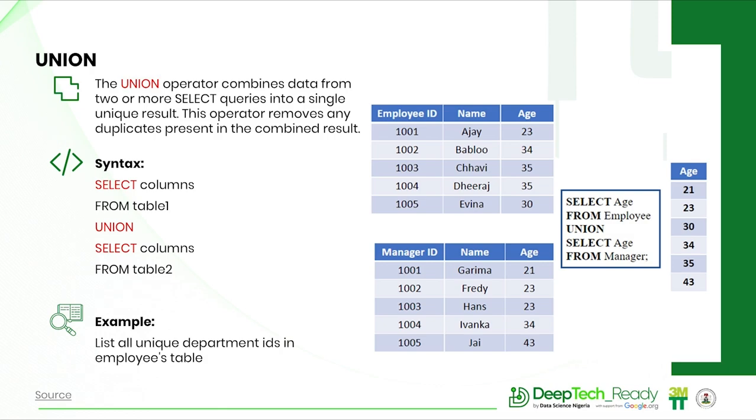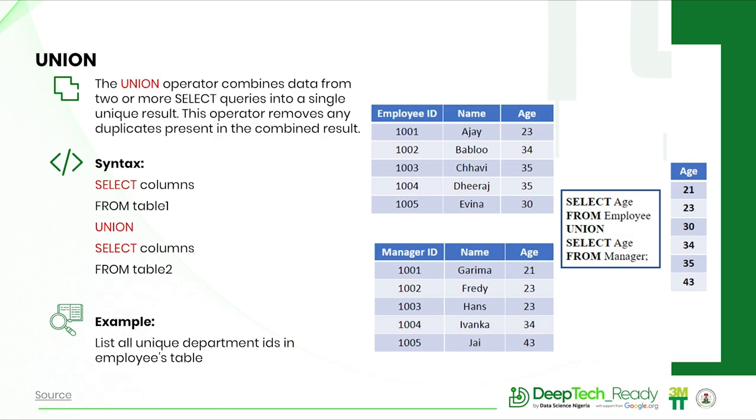We have two tables. We have table 1, which contains employee ID, employee name, and age. Then we also have another table with manager ID, name, and age. So using our union to get the columns that we want, we want to get the age from the employee table, and we also want to get the age from the manager's table. So now we use the union operator to get a single table result.